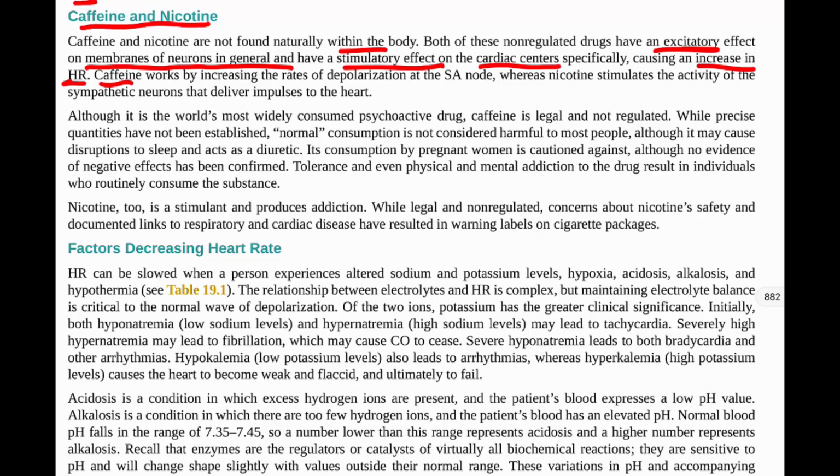Caffeine works by increasing the rates of depolarization at the SA node. Not really getting to the SA node directly, but it increases the rates of depolarization at that SA node, versus nicotine, which is going to stimulate the activity of the sympathetic neurons that then deliver impulses to the heart. So caffeine is working more at the heart location, the SA node, versus nicotine, which is working at the brain or the cardiac center, that then goes to the heart and tells it to increase.